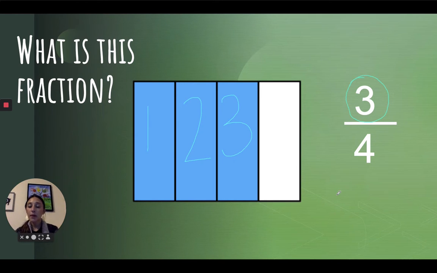And then on the bottom, I need to think about my whole. How many do I have in total? How many do I have all together? Well, I have 1, 2, 3, 4. 4 is my whole. So I know that I need to put 4 on the bottom, okay?